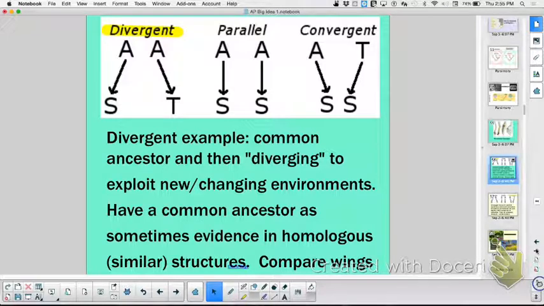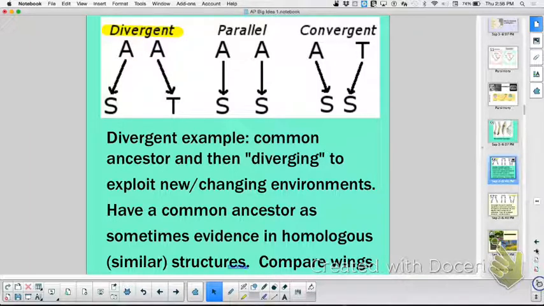Parallel is where you come from two different common ancestors, but you come to be in the same environment, so you have the same characteristics. And they literally go, whoa. So on parallel evolution, we could have a similar ancestor like a small mammal, right? And we ended up with similar structures even though you're a marsupial mammal and I'm a placental mammal, right?